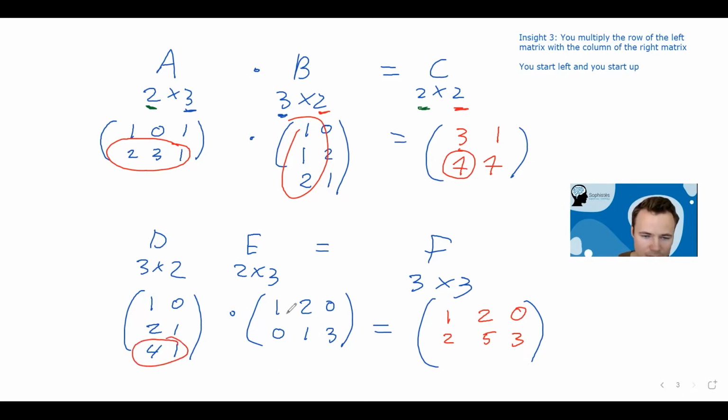And then row 3 times column 1. 4 times 1 is 4. Plus 1 times 0 is 0. And 4 plus 0 is 4. And then row 3 times column 2. 4 times 2 is 8. Plus 1 times 1 is 9. So I get a 9 here. And then eventually, there's this, gives me a 3. And then you have the whole matrix.